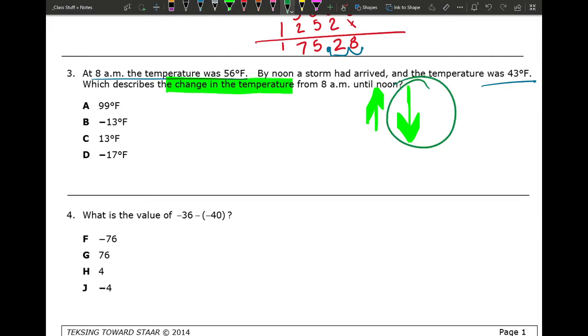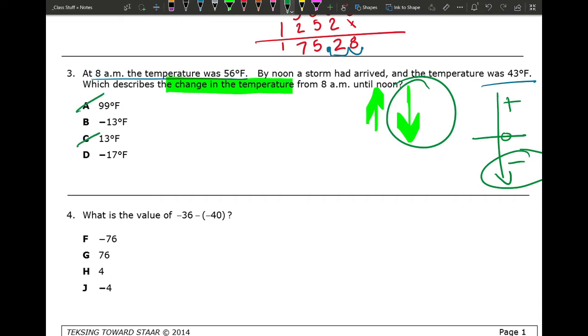And if we look at the number line, we have 0 right here. These are positives and this is negatives. So if it goes down, the answer must be negative, right? So I know that the change is going to be negative. So that eliminates 2 of my answers.